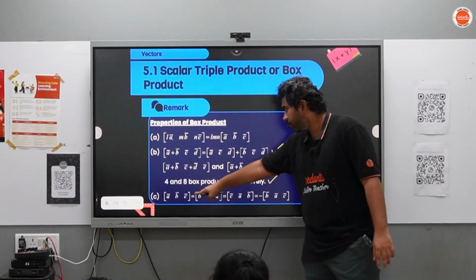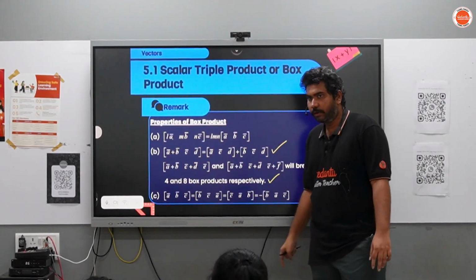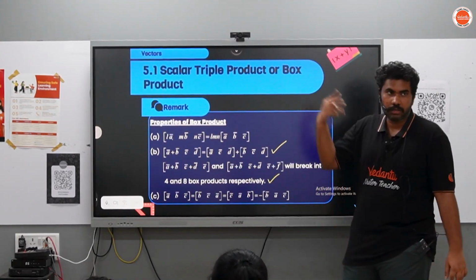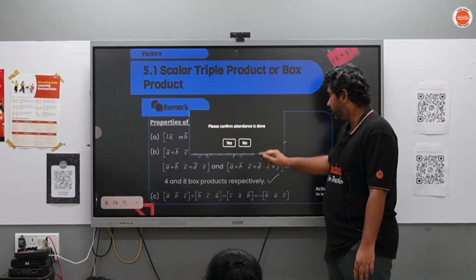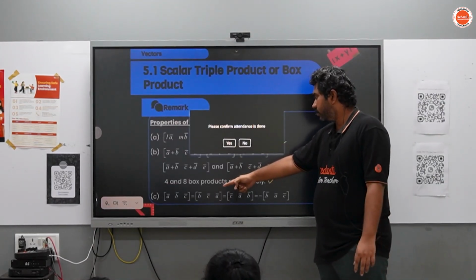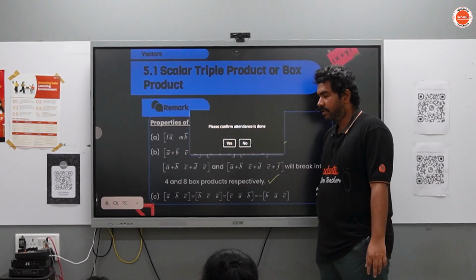Yes, this is the cyclic property we know already. It follows the cyclic property. We saw it in the first slide, right? They are just writing it in terms of the boxes. That's all.